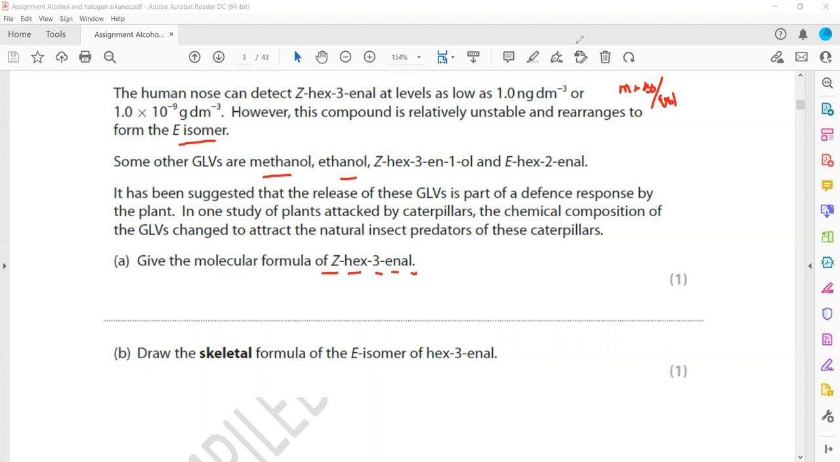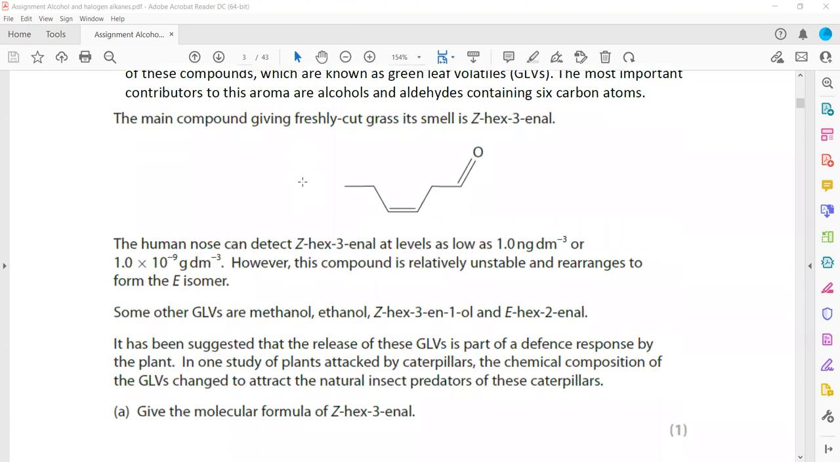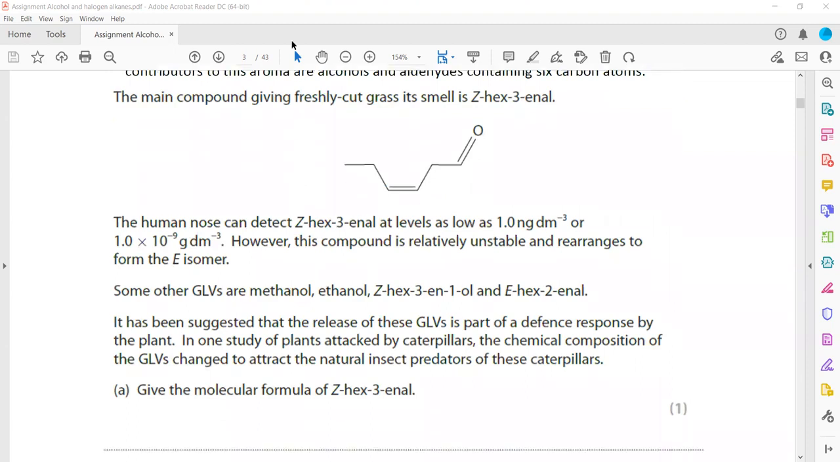Molecular formula means the formula which represents the actual number of atoms present. So we have to check the total number of carbon, hydrogen and oxygen. A skeletal formula is given, so how many carbons? 1, 2, 3, 4, 5, 6 carbon atoms are there, so C6.